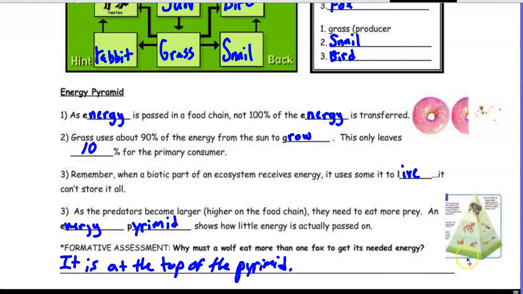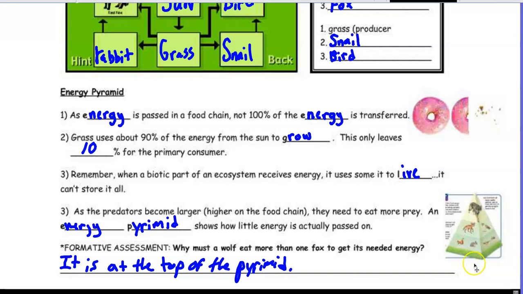You see in the diagram here of this pyramid, which was also outlined in our text, the predators become larger. They're higher on the food chain. They need to eat more prey. So an energy pyramid shows how little energy is actually passed on to the top level of the food chain. So a wolf, in this example of the pyramid, must eat more than one fox to get its needed energy. And that's because it's at the top of the pyramid.